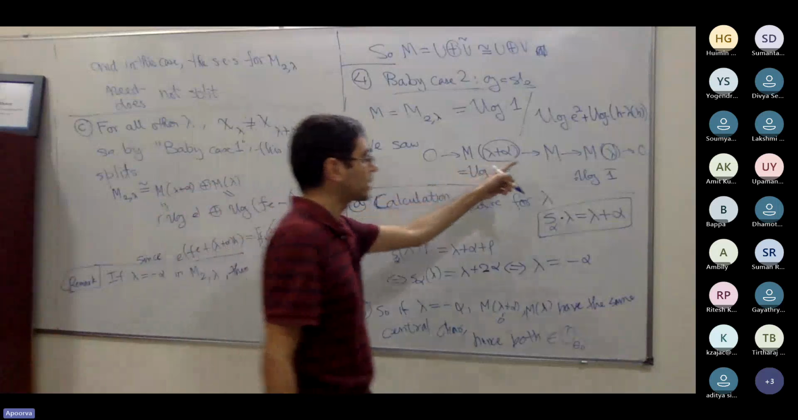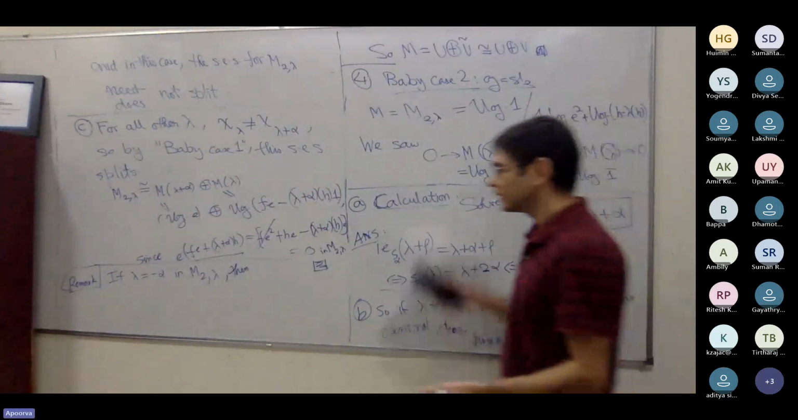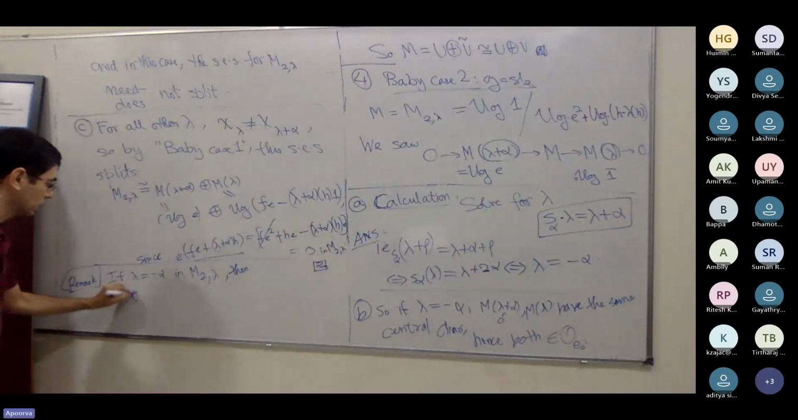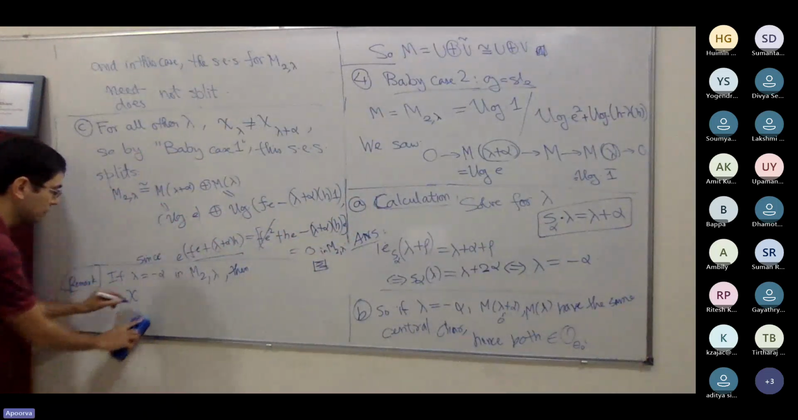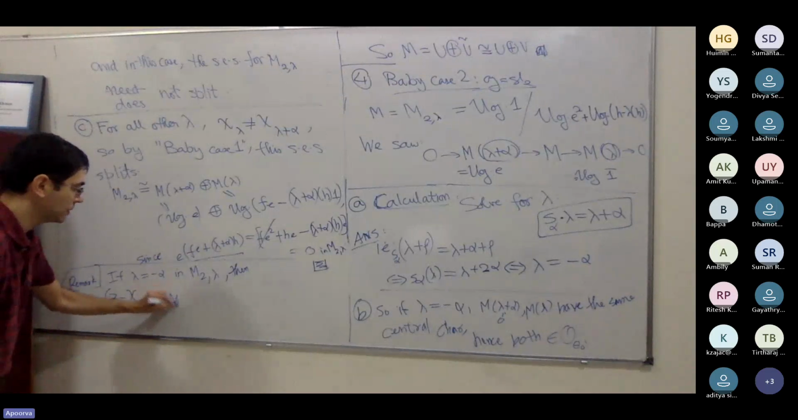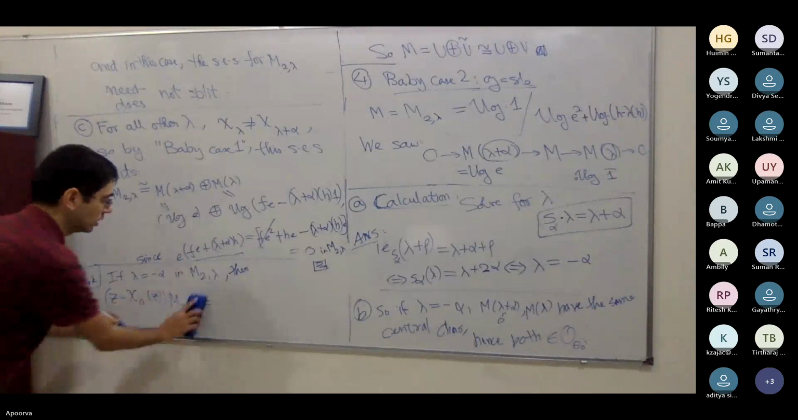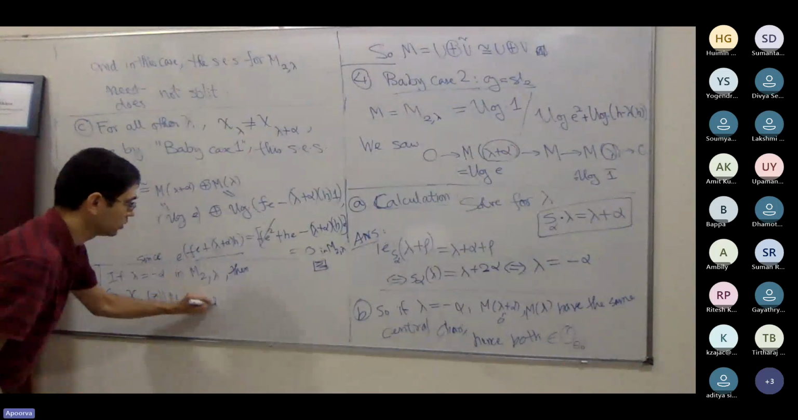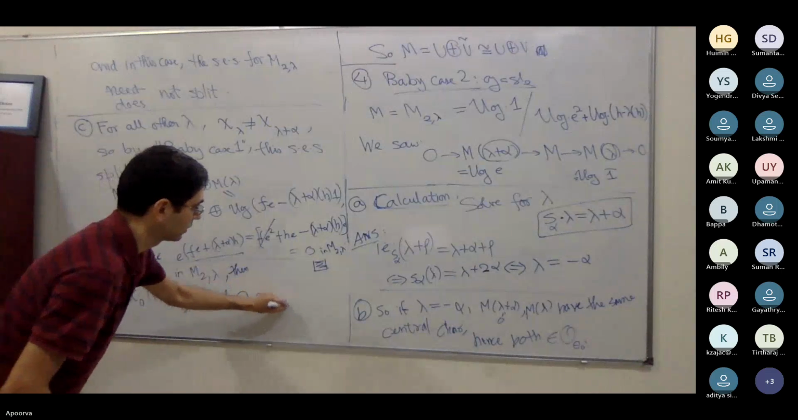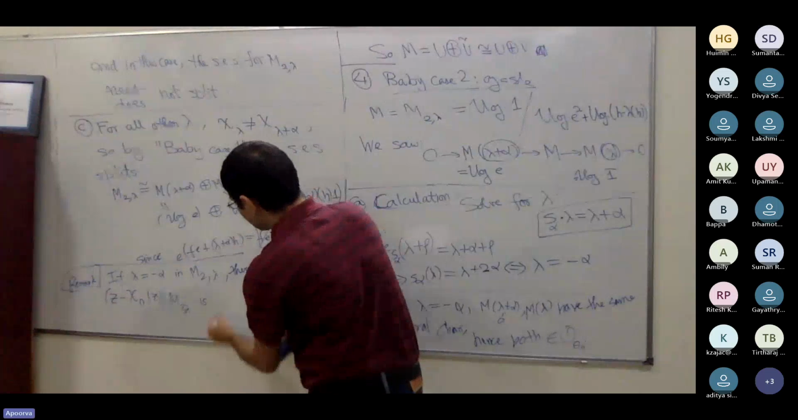You can check that when you act by the center, by the Casimir element, it doesn't kill the full module. Minus chi lambda plus alpha, chi 0 there. M2 lambda is not 0 for everything. Okay, for all. It is non-zero for at least something.